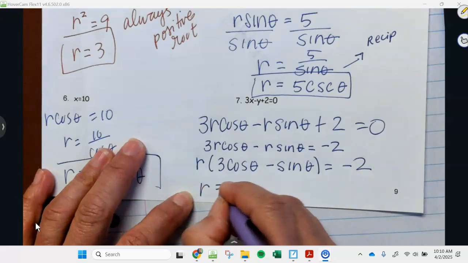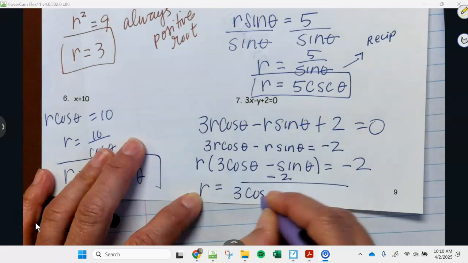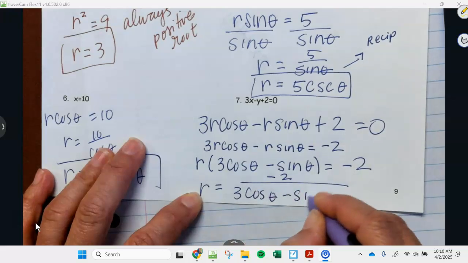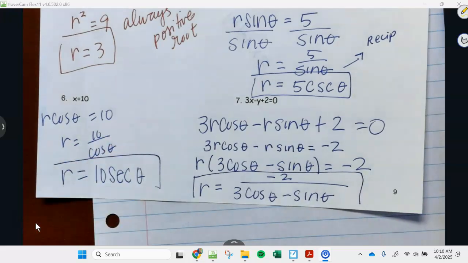So r is going to equal negative 2 on top, and then 3 cosine theta minus sine theta. And that's it. That looks a little weird, but that's the right math. You don't have to rationalize a denominator or anything, and I can't combine those, so that's the answer.